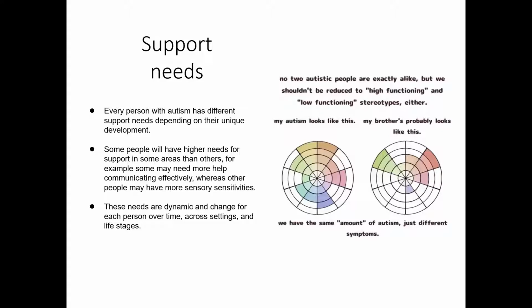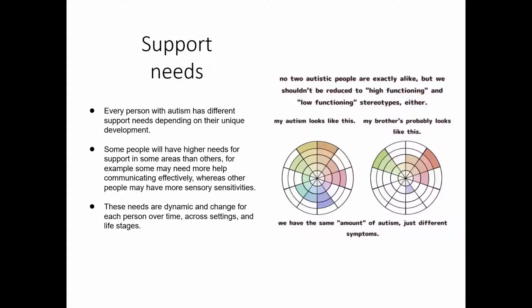And yeah, the support needs that an individual on the spectrum requires is going to be different for everybody. So every person with autism has different support needs depending on their unique development. Some people will have higher needs for support in some areas than others. For example, some may need more help communicating effectively, whereas other people may have more sensory sensitivities. These needs are dynamic and change for each person over time, across settings and life stages.